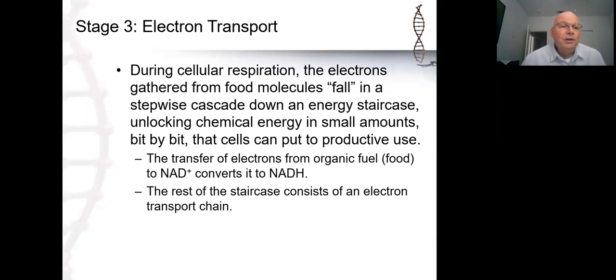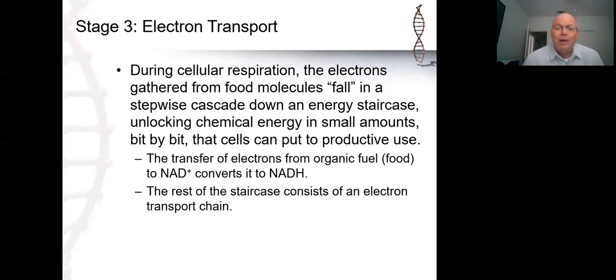And as we've seen, going down an energy staircase is the same as going down a playground slide. It's a progressive loss, or progressive conversion, of potential energy to kinetic energy, which allows us to do work of some form. In this case, the work that's going to be done is generating a hydrogen ion gradient. The book likens it to damming water behind a dam.